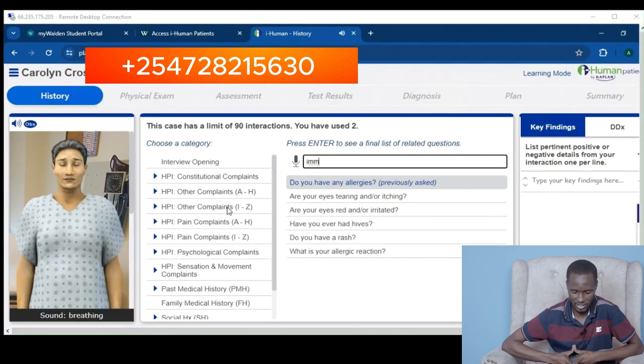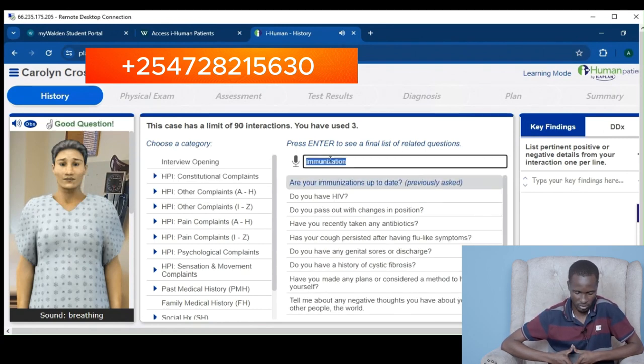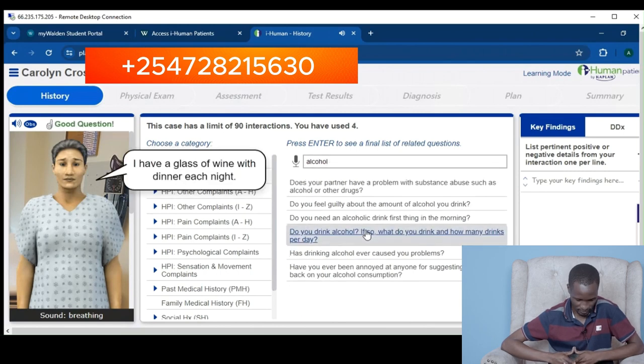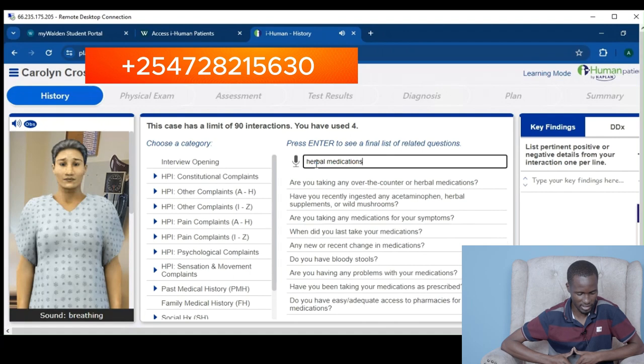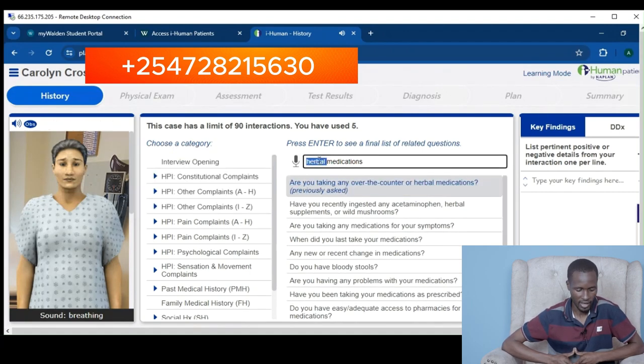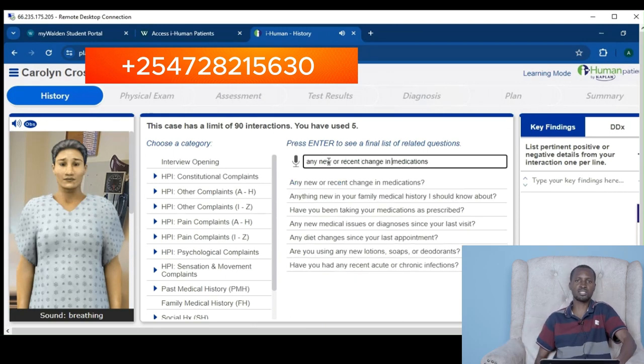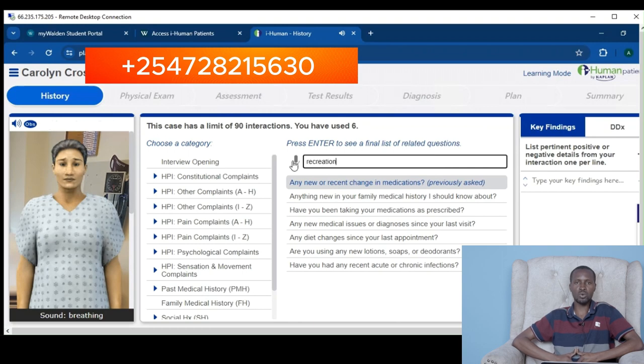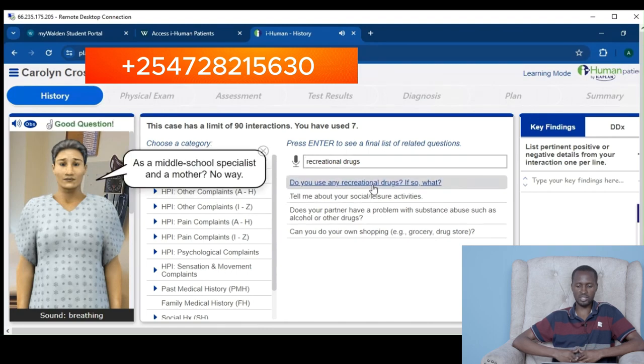Now, whenever you're handling the history part and asking these questions, you're supposed to pay attention to the observation button, the one highlighted OBS and with a speaker. In this part, when you ask the right question, you always get the thumb and the good question notification highlighted in green. In Carolyn Cross's case, we asked all the right questions, so we are getting that notification for every question, as you can see in this part.